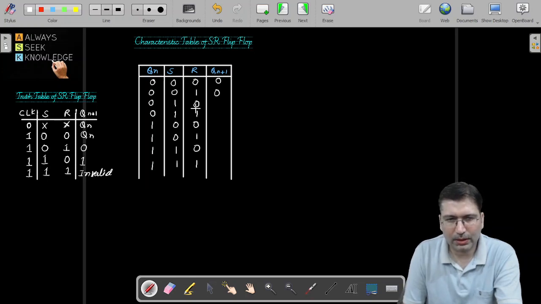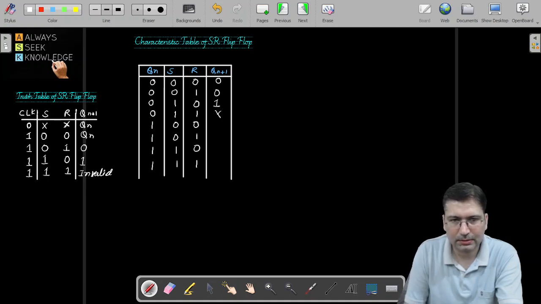Now when S is 1 and R is 0, this will give us 1. So this place will give us 1 irrespective of the previous value of Qn, the output will be 1 only, right? But in this fourth case, where S and R are 1 1, it is an invalid state irrespective of the previously generated state.